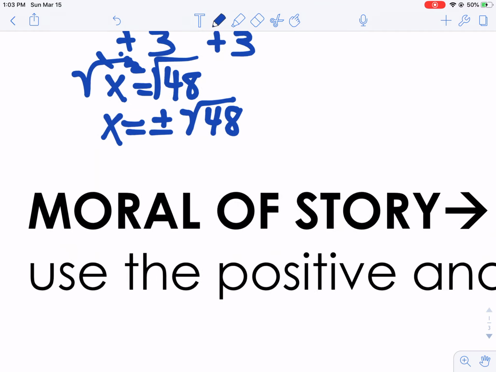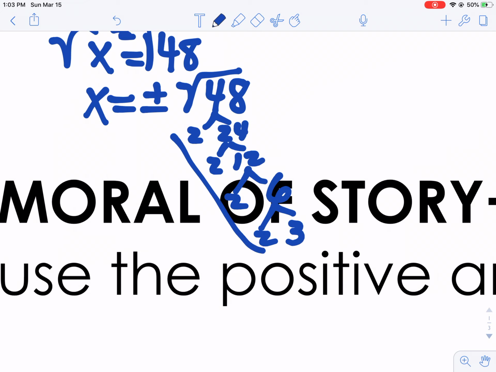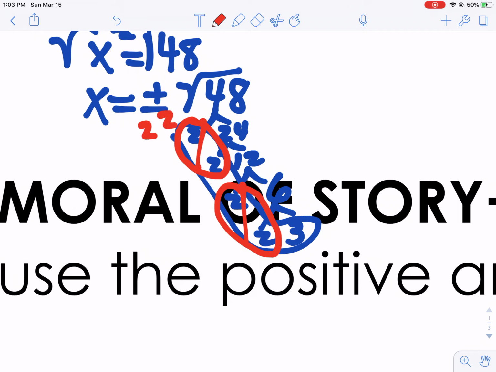All right, I don't know if I can squeeze it in here, but I'll try. 48 is 2 times 24, which is 2 times 12, which is 2 times 6, which is 2 times 3. So I didn't quite make it. Here's my hockey stick. Okay, I'm doing square roots, so groups of 2. For every 2, 1 comes out. So I get a 2 from the first group, a 2 from the second group. Whoever comes out multiplies. So final answer is x equals, the positive negative comes first.